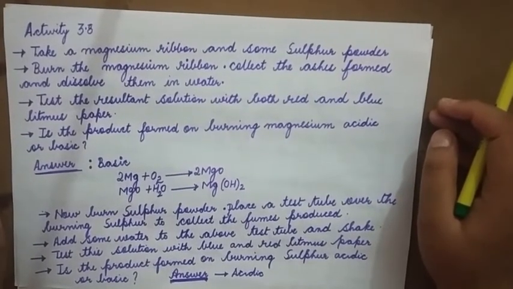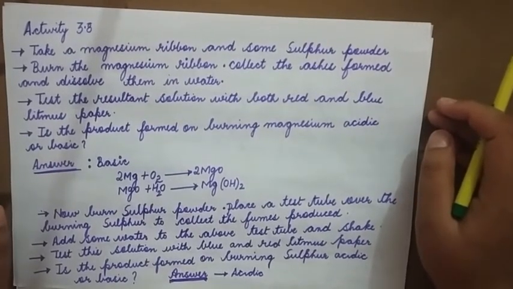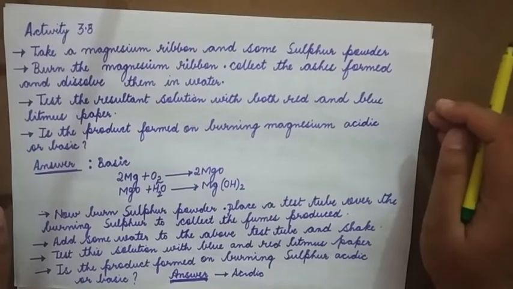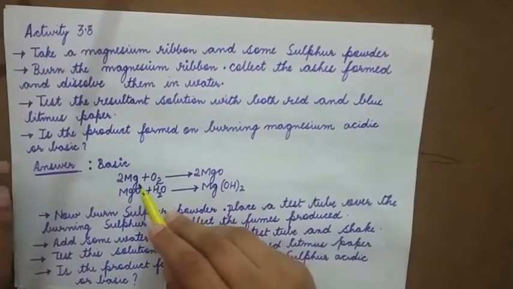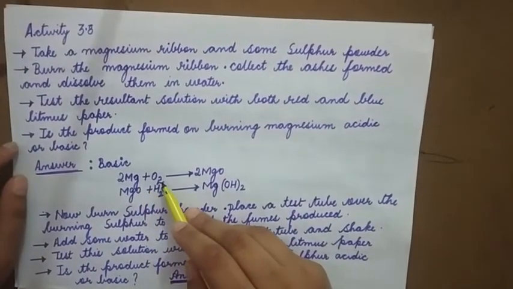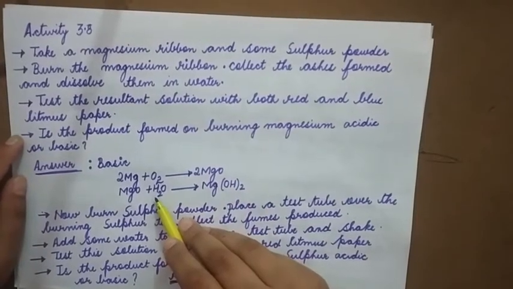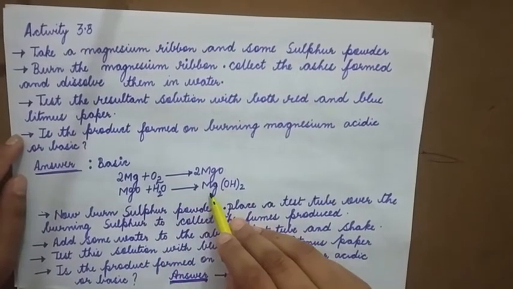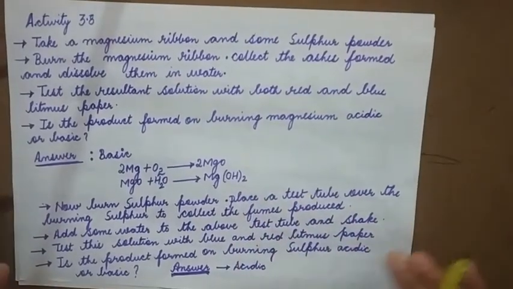Now you take a litmus paper and check whether it is acidic or basic. What do you think magnesium hydroxide will be? Do you think it will be acidic or basic? So definitely it is going to be basic. So magnesium, when it reacts with oxygen, forms magnesium oxide, and when you dissolve it in water, it forms magnesium hydroxide, and it is basic in nature.